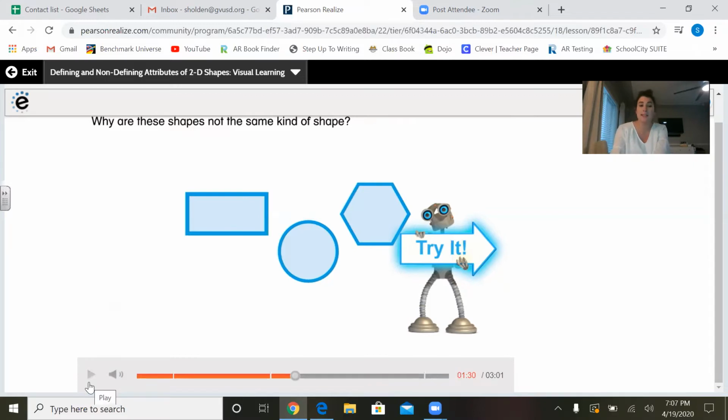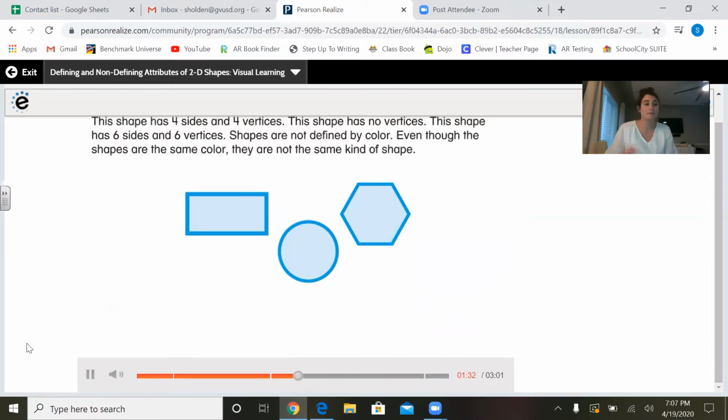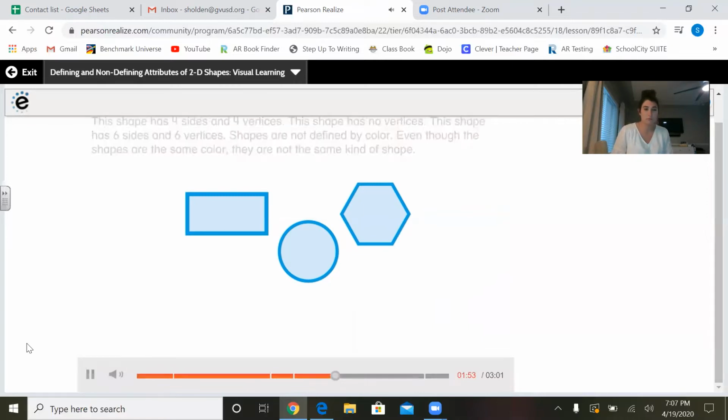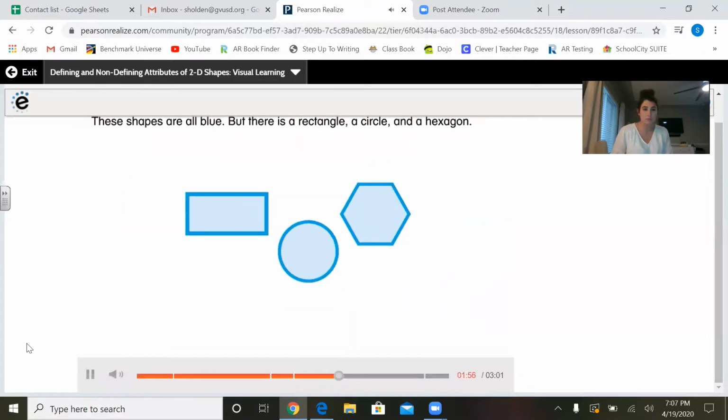Let's see what our robot has to say. This shape has 4 sides and 4 vertices. This shape has no vertices. This shape has 6 sides and 6 vertices. Shapes are not defined by color. Even though the shapes are the same color, they are not the same kind of shape. These shapes are all blue, but there is a rectangle, a circle, and a hexagon.